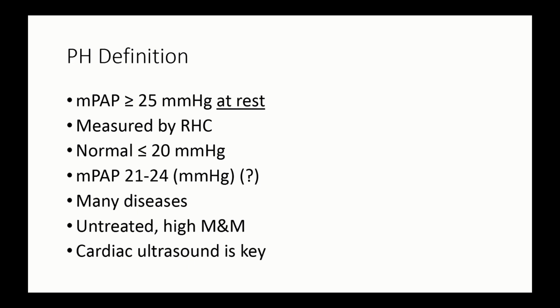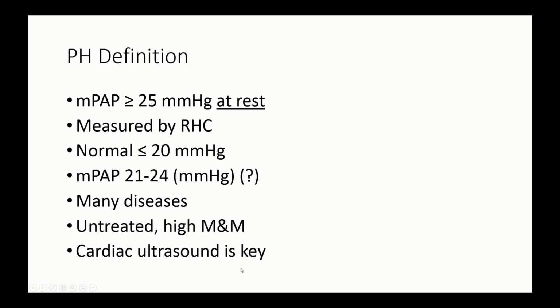Some of them directly damage the pulmonary arteries. Some of them cause pulmonary vasoconstriction or backup pressure from the heart. The problem here is that the diseases that manifest as an increase in pulmonary artery pressure, once they do so, that means they've progressed enough to result in high morbidity and mortality in general.